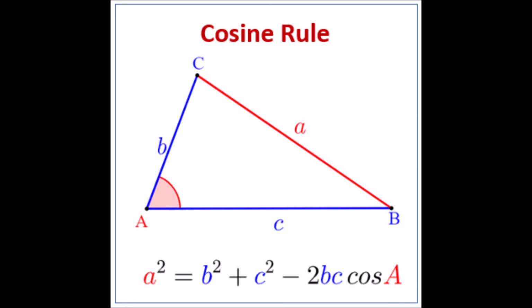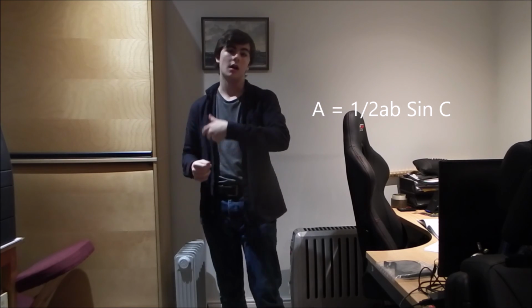Now, we have the cosine rule, which is a bit more complicated than the sine rule. This is a squared equals b squared plus c squared minus 2bc cosine A. Again, I'm going to put up an image so you know what I'm talking about. It should be appearing any second now. And you can also use sine to work out the area of a triangle, which is half ab sine C.